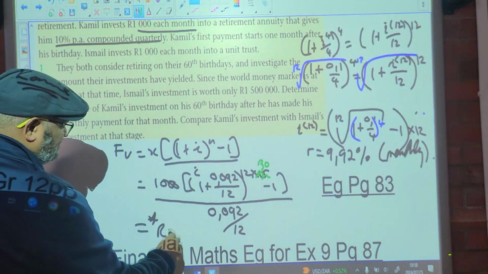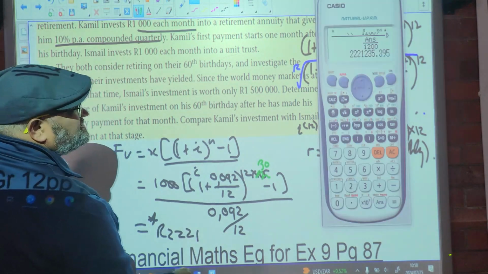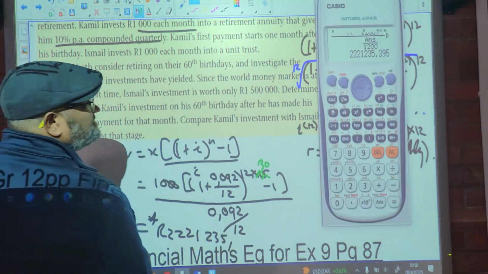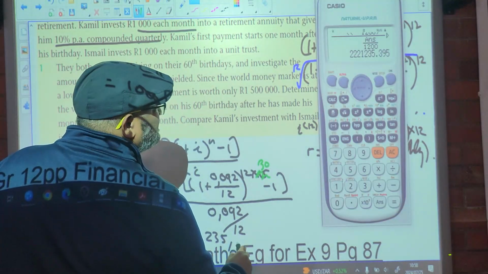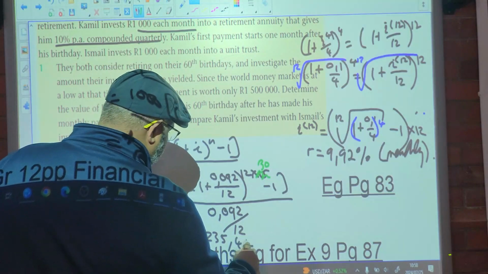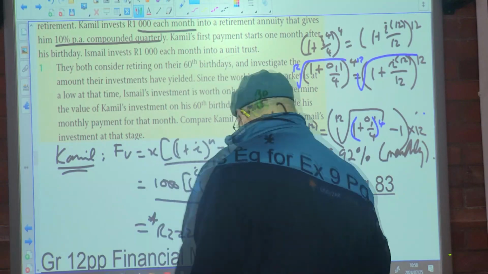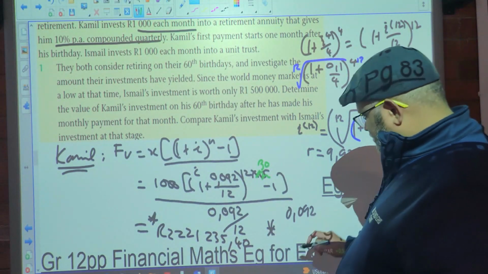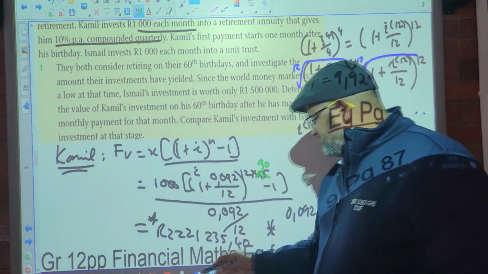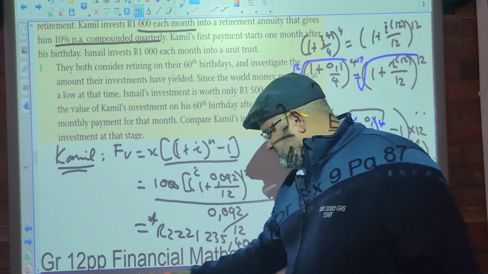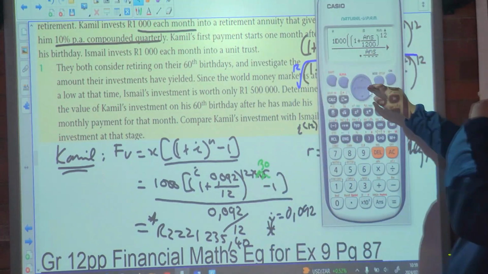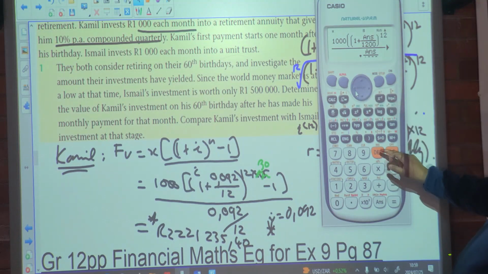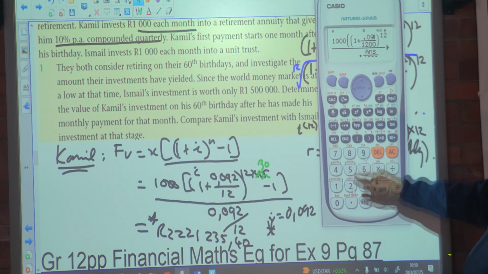We got 2,221,235.39, so it's 4. Using the rounded off answer, this is using 0.092 as your I value. Let's work that out. So that is 0.092.